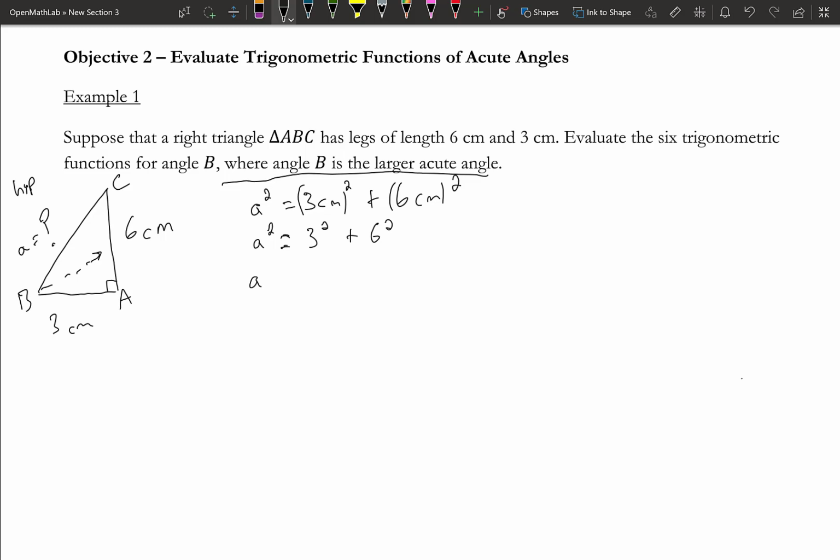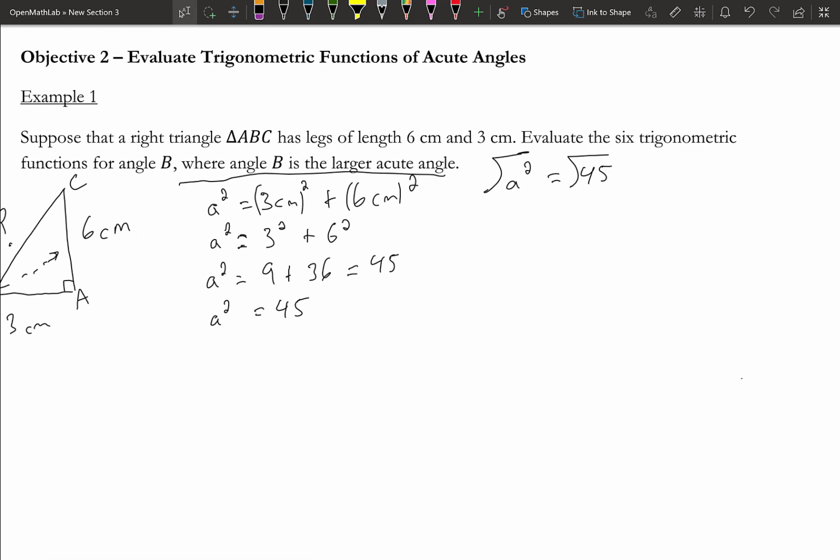So this would give me a squared equals 9 plus 36, right? So 9 plus 36 is 45. So I have a squared equals 45. And then I would want to take the square root of both sides. Typically, when taking an even root, you should have learned that you put a plus or minus in front. So we would get that a equals plus or minus the square root of 45.